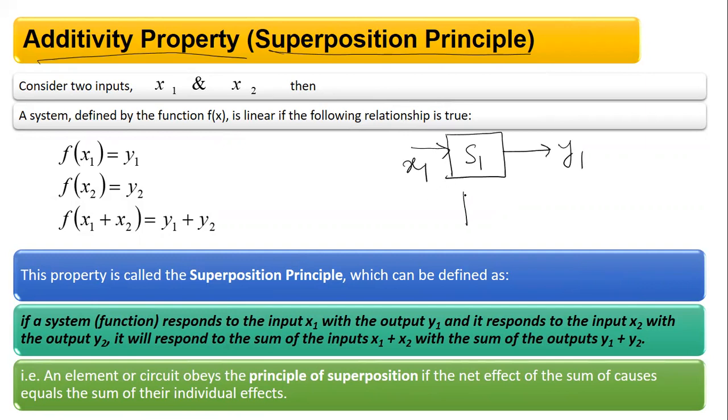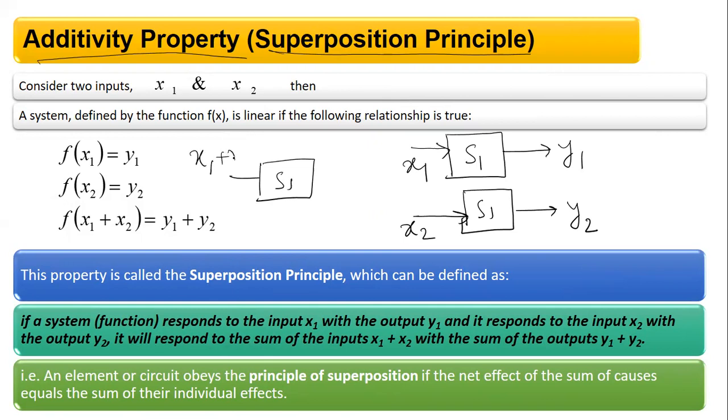Let us say that in the same system S1, if you apply some input X2, it will have certain output Y2. Now, if you apply to the same system the combination of the two inputs, instead of applying them individually, if you add the two signals, two excitations, two inputs, and apply to the same system, your system must give you an output which is equal to Y1 plus Y2. This is what superposition is. This is what additivity is.